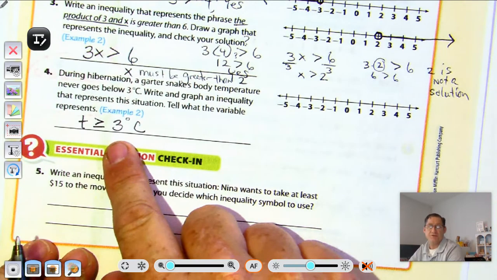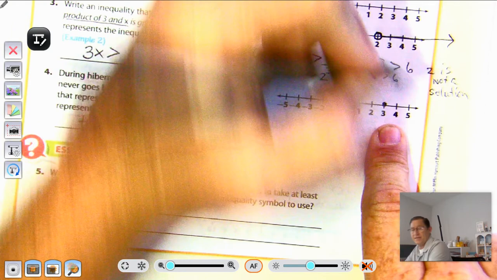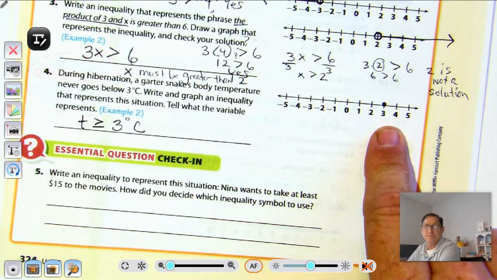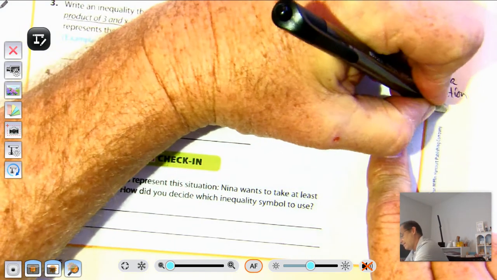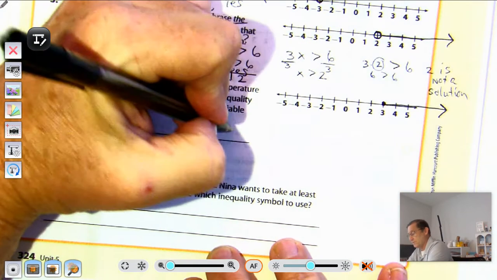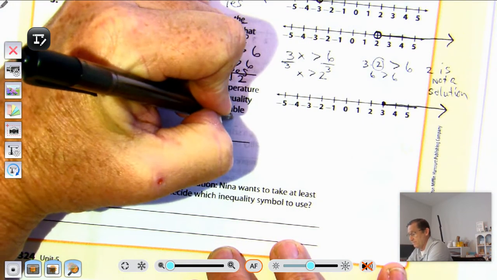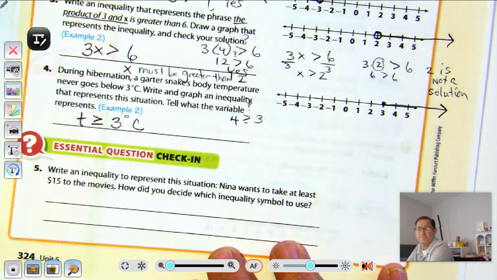So find 3 on your number line. And 3 can be included because that's the lowest temperature that the snake's body goes. And everything to the right would make it true. So all we have to do is substitute, like for instance, 4. Is 4 greater than or equal to 3? Yes.